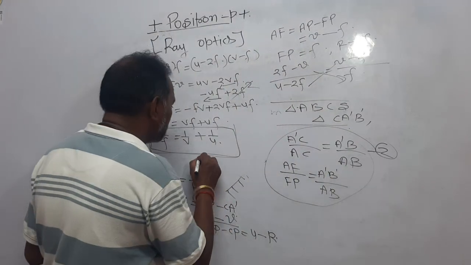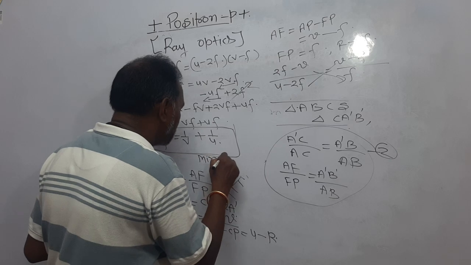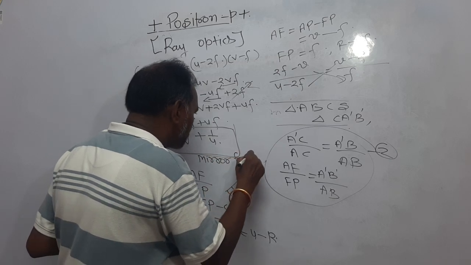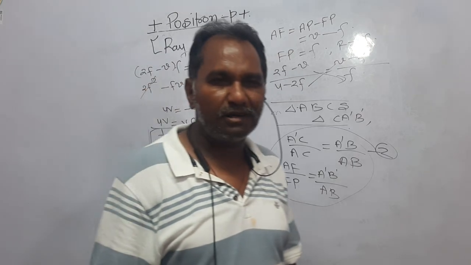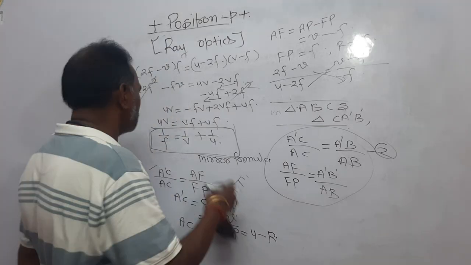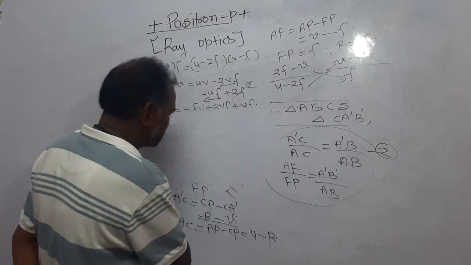This is said to be the mirror formula. This is the mirror formula, that 1 upon V plus 1 upon U equal to 1 upon F. Now dear student, what is called magnification? Let's talk.